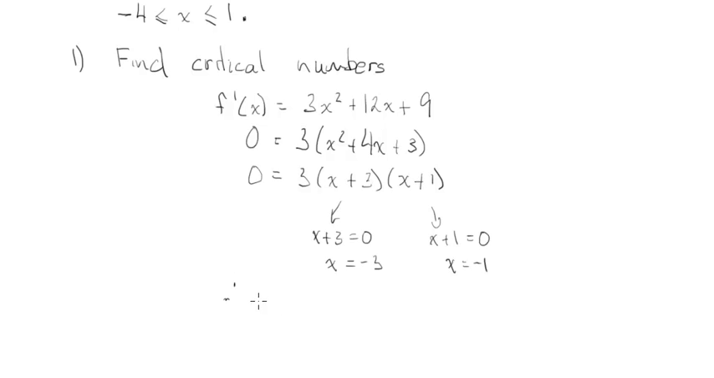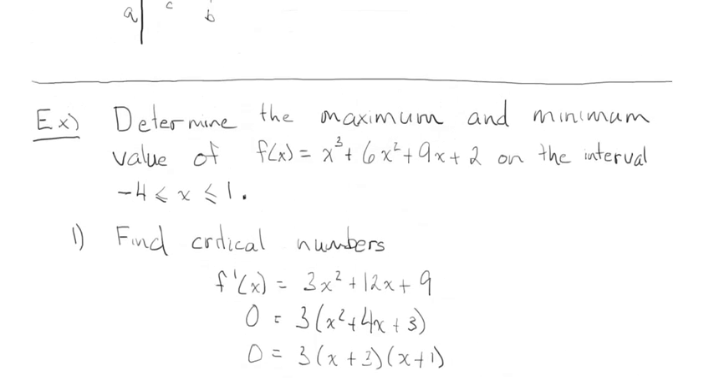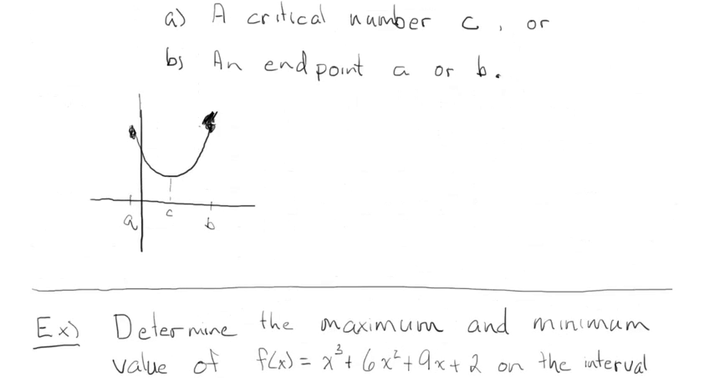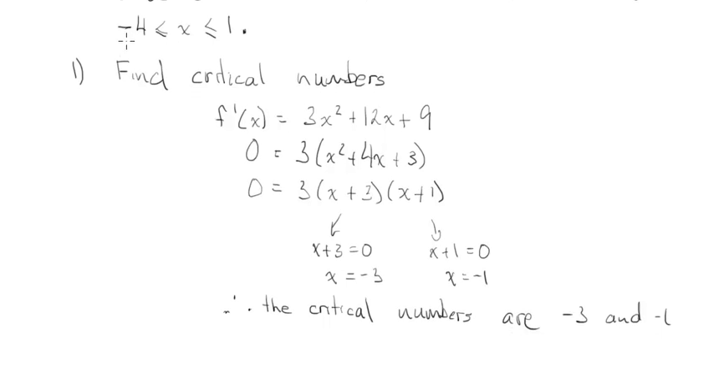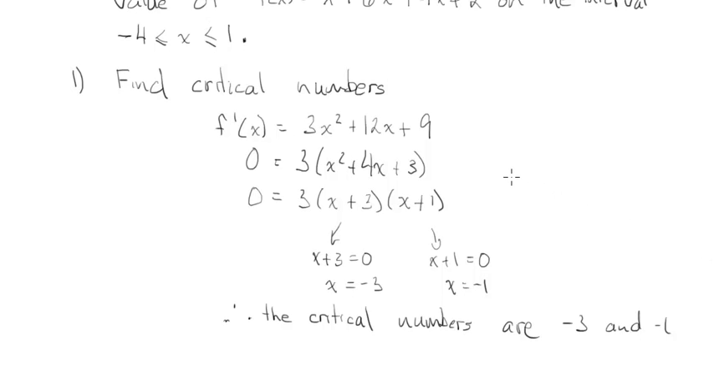Therefore, the critical numbers are -3 and -1. So -3 and -1 are potential points where you could have a maximum and minimum. And then from the rule, you could also have it at the endpoints. The endpoints were -4 and 1. So there are 4 points, -4, 1, -3, and -1, where you could have maximums and minimums. We have to figure out which one is the maximum and which one is the minimum. And that's the second step.